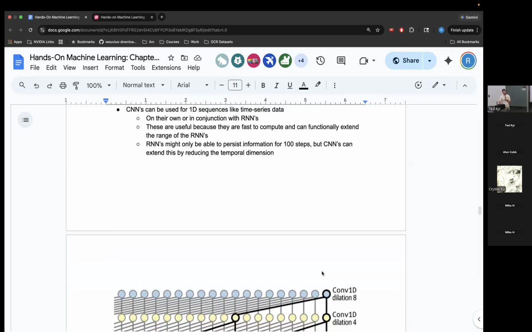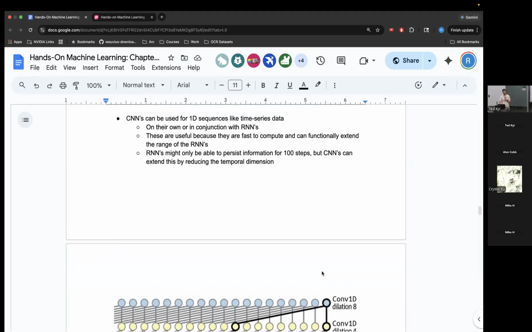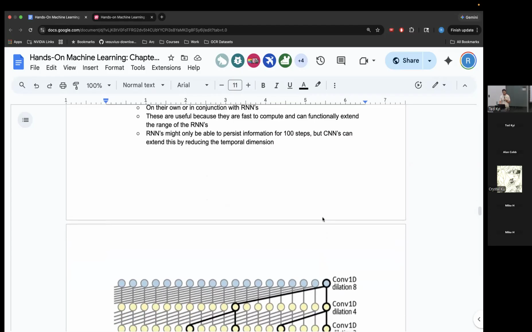After this we'll talk about transformers, but CNNs, RNNs, LSTMs, and GRUs are all still very commonly used in many different scenarios.